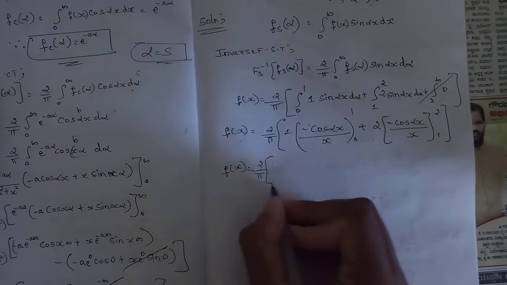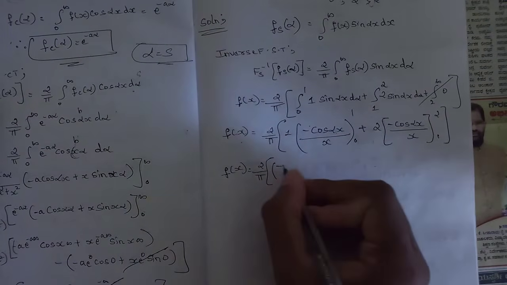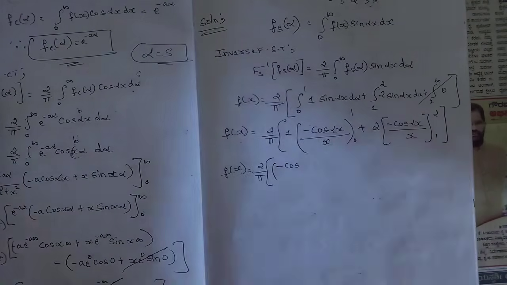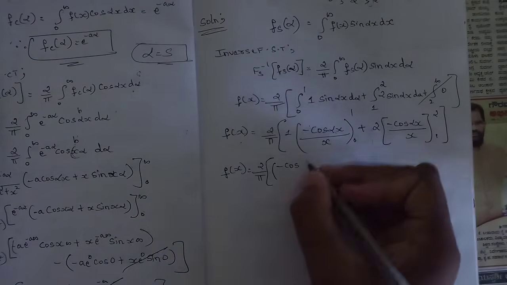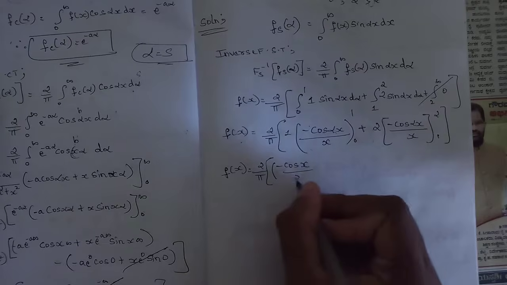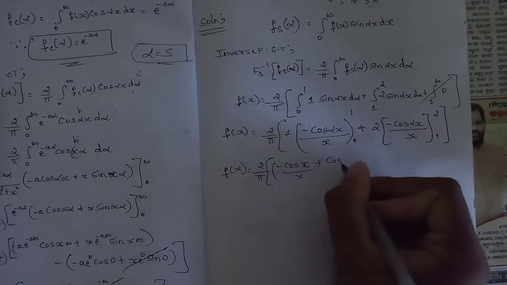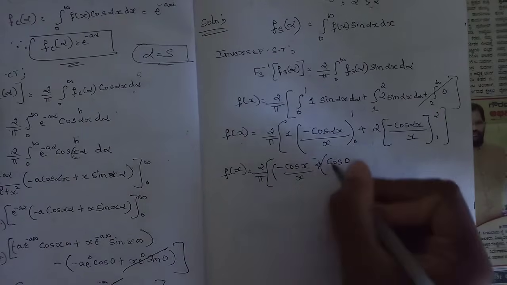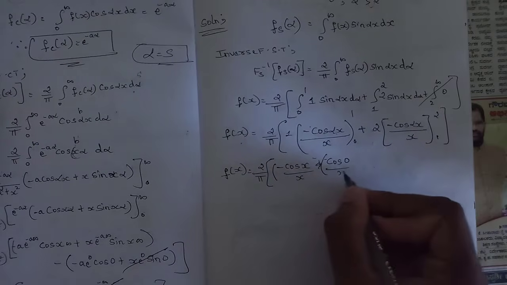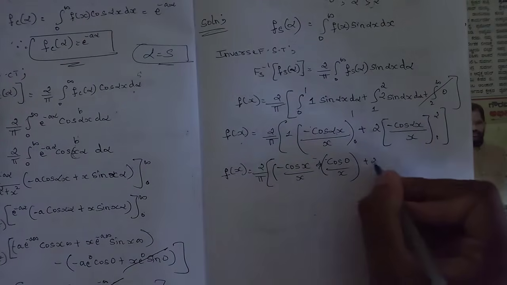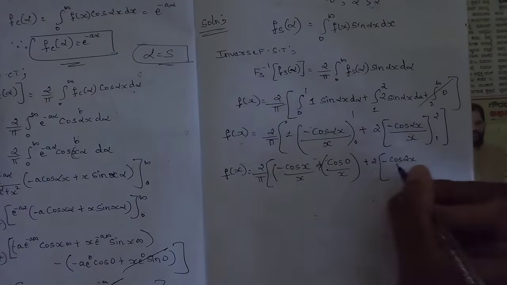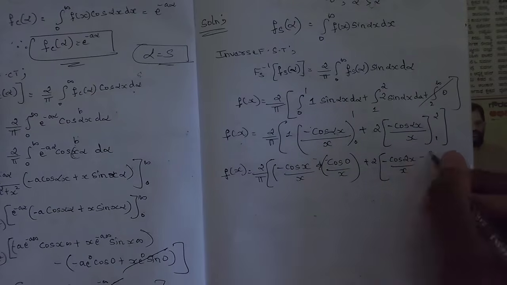So in this way we are going to solve this now. 2 by pi into, apply the limits here, minus cos, the upper limit is 1, so in place of alpha substitute 1, so it is minus cos x by x plus cos 0 by x. How is it plus? Because here we have minus, right? So minus of minus cos 0 by x, plus the second integral, that is 2 into, the upper limit is minus cos 2x by x, minus of minus cos x by x.